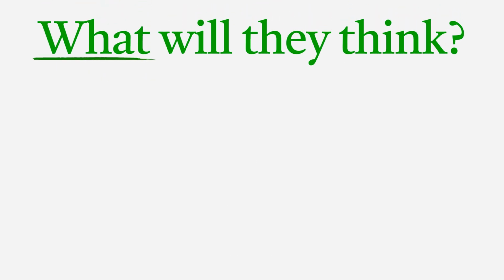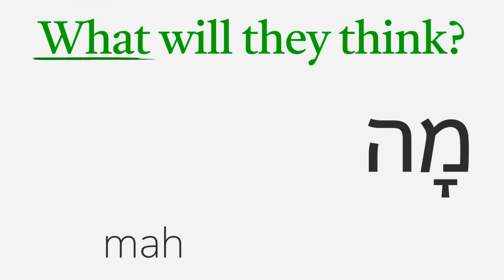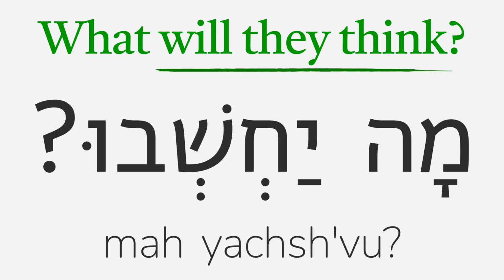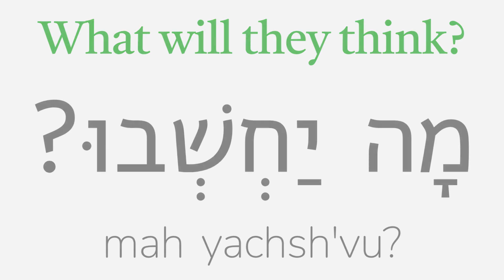Let's say, what will they think? What is ma, and will they think is the future tense yachshavu, which has the yod prefix and u ending, which show that the subject is they. Ma yachshavu. What will they think? Let's also say, she wants you to work.